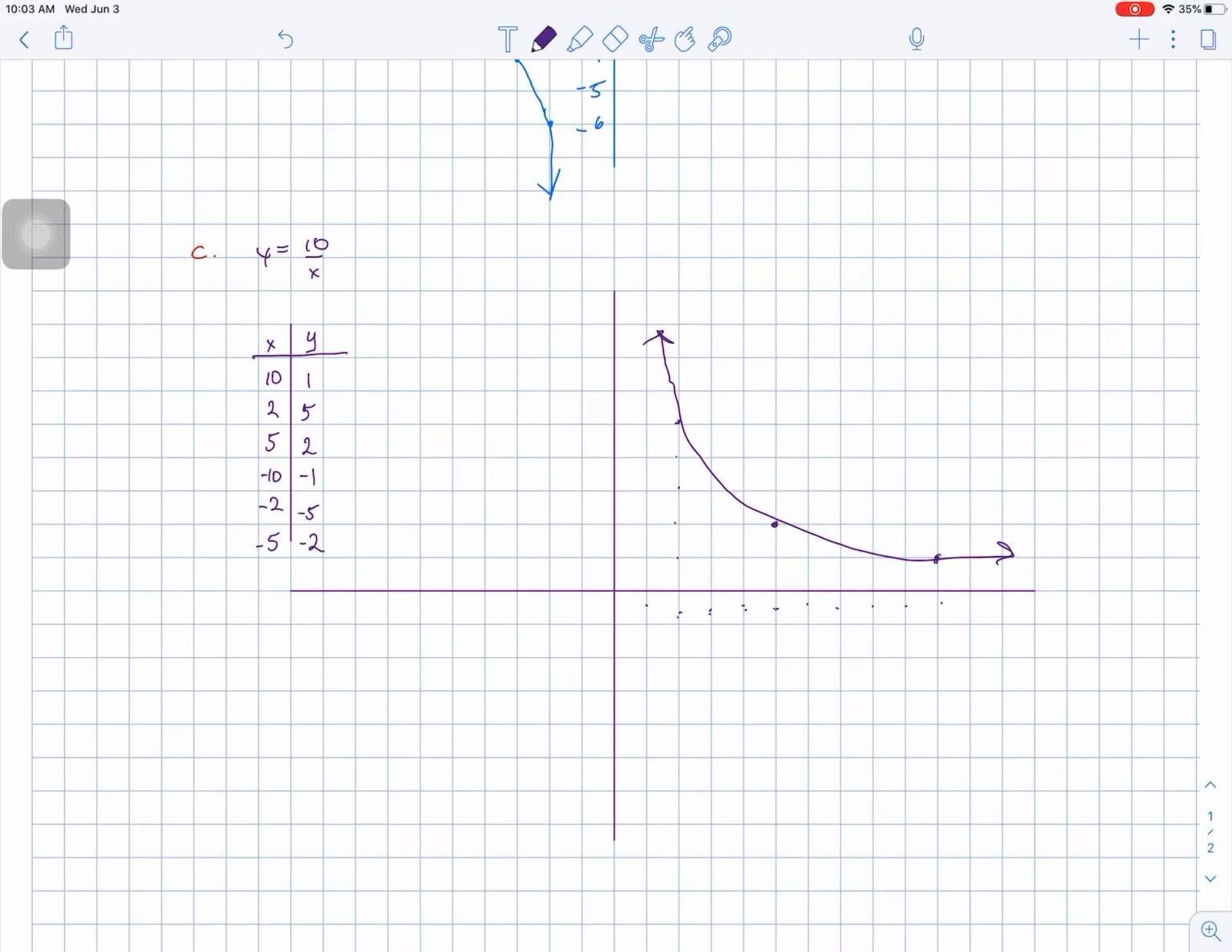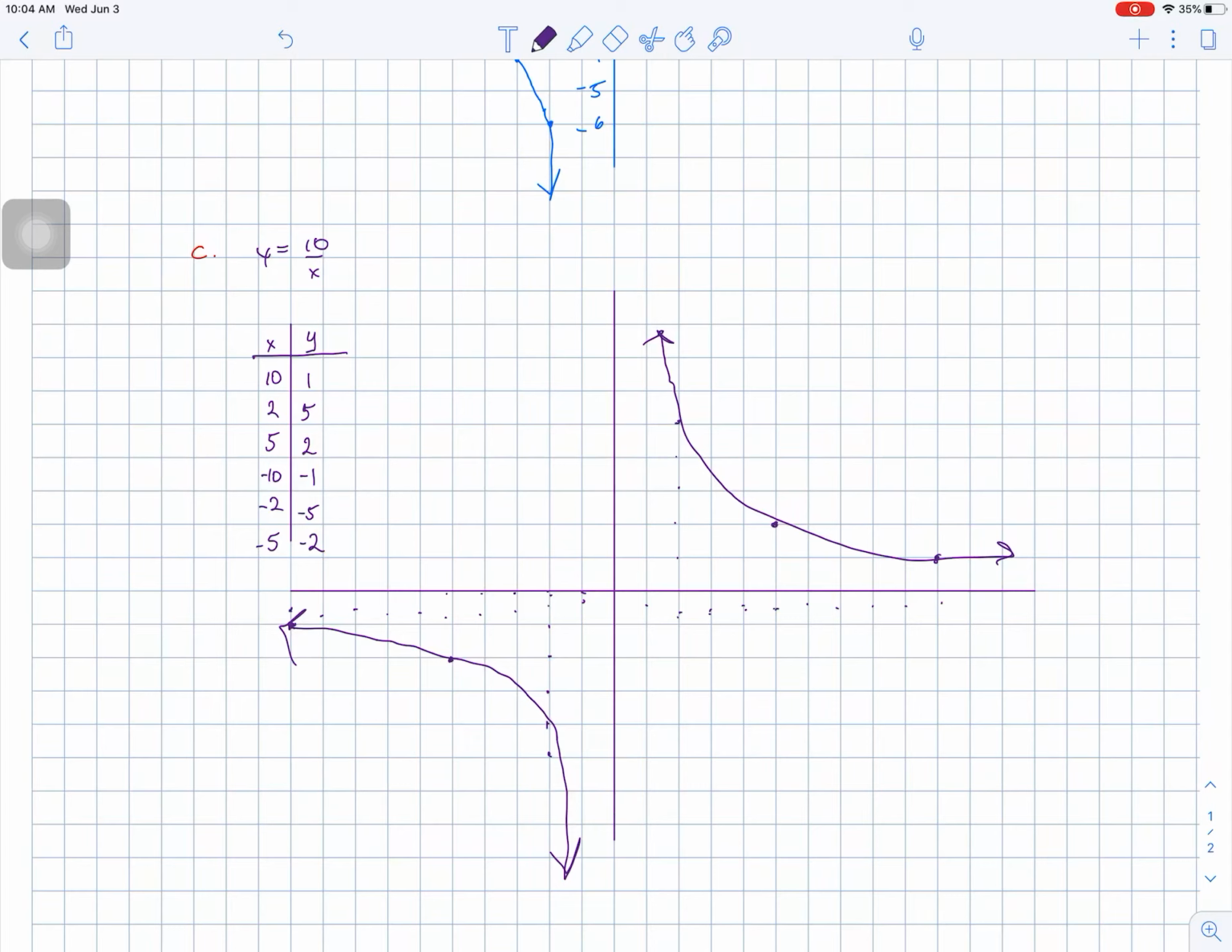And you're going to get those same numbers there on the other side. Negative 10 and negative 1, negative 5, which is halfway there, and negative 2, and then negative 2 and negative 5. You're going to have that same graph. Sorry, I missed that one there, but you'll see the picture there.